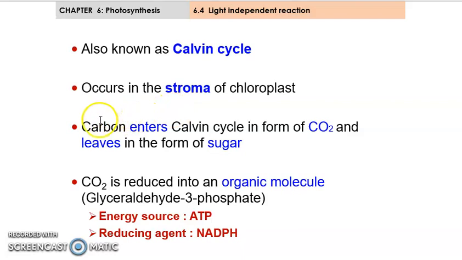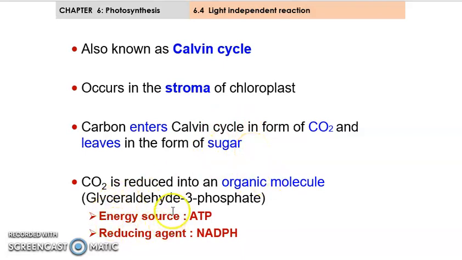In this process, carbon enters the Calvin cycle in the form of carbon dioxide and leaves in the form of sugar. So as a conclusion, sugar will be produced from this process. Carbon dioxide is reduced into an organic molecule called glyceraldehyde 3-phosphate. From this glyceraldehyde 3-phosphate, another sugar will be produced, for example glucose and also starch.